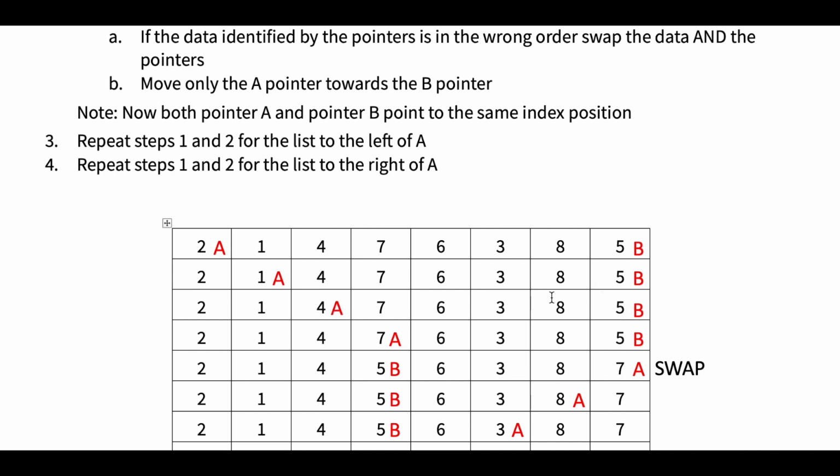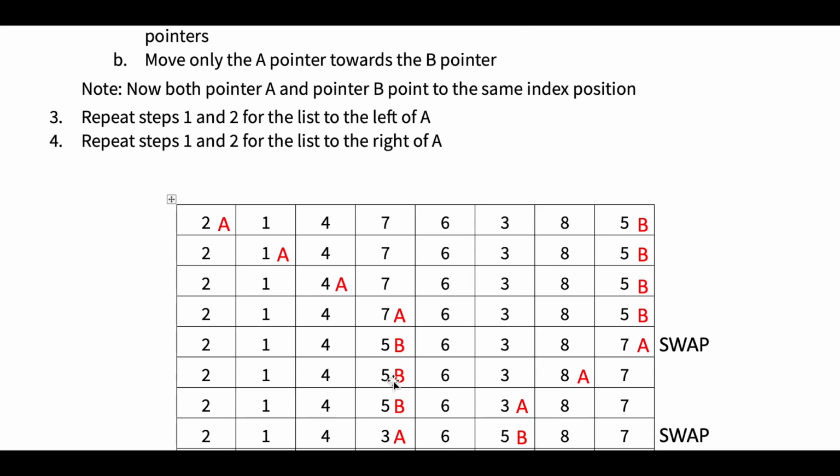Compare the 4 and the 5. They are in the right order. Move A towards B. 7 and 5 are in the wrong order, so we have to swap the data items. So the 7 and the 5 cross over, and also the pointers swap positions. So the A goes to where the B was, the B goes to where the A was. And notice I've just labelled that I've performed a swap.